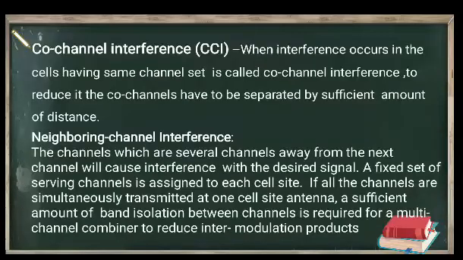Co-channel interference is denoted by capital CCI. In the next PPTs we can see detail about co-channel interference and how we can eliminate it. Here we just discuss it a little. When interference occurs in cells having the same channel set, it is called co-channel interference. To reduce it, the co-channel cells have to be separated by a sufficient distance. If you want to reduce co-channel interference, you have to keep distance between the two channels. With the help of that distance, we can minimize co-channel interference.